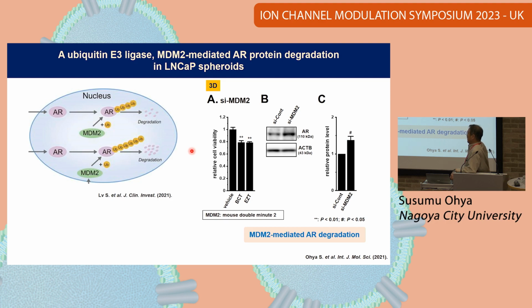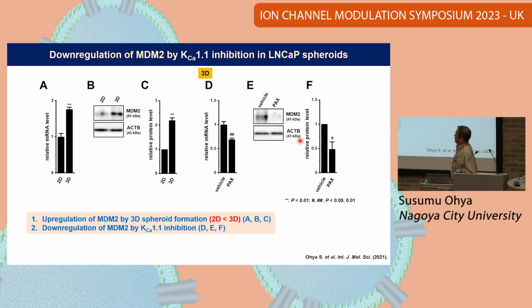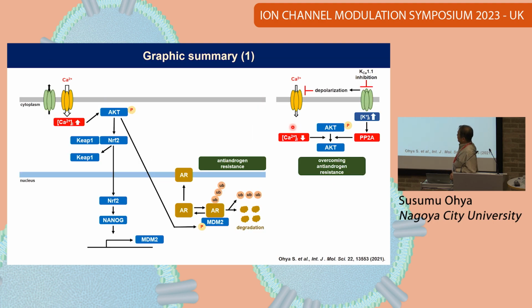Recent studies showed the MDM2 ubiquitin E3 ligase is related to the ubiquitination of AR, and so to protein degradation of the androgen receptor. In the LNCaP spheroids, siRNA-mediated inhibition of MDM2 overcame the resistance to anti-androgens, and MDM2 inhibition increased the AR protein levels. Indeed, MDM2 expression level is higher in 3D spheroid models, and the paxilline treatment reduced the MDM2 expression levels. So this is the first summary.